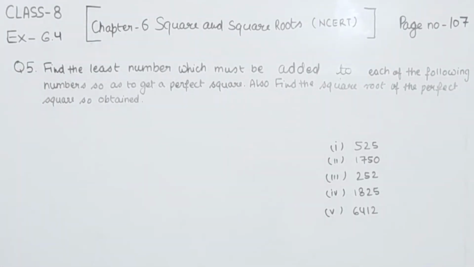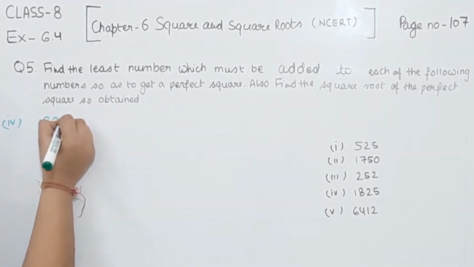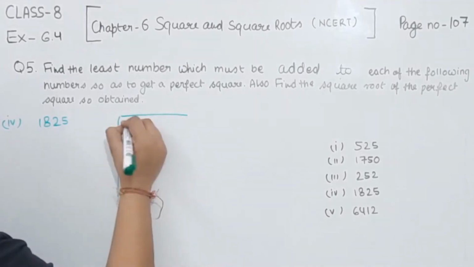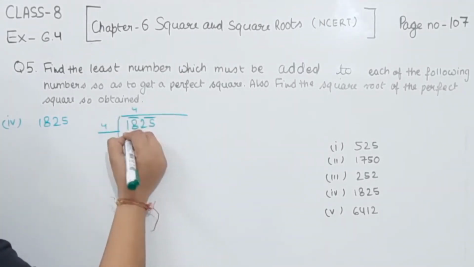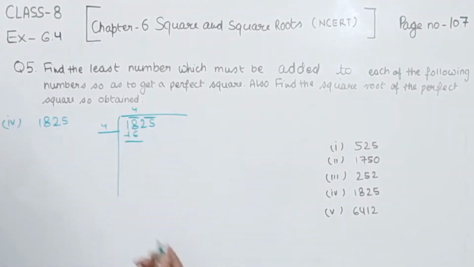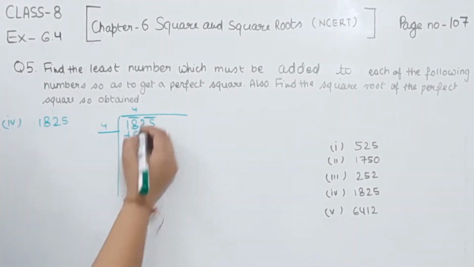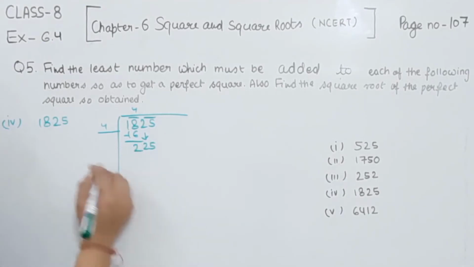Now comes to the part 4. The number we are having is 1825. First of all, we are going to make the pair. Now 4 4s are 16 because 5 5s are 25 is greater. Then we are going to get the remainder as 2.